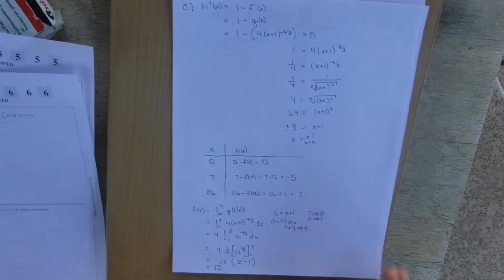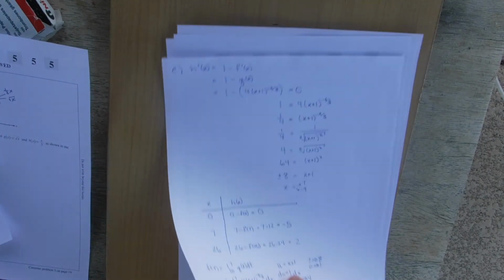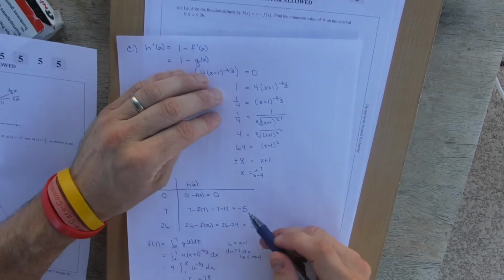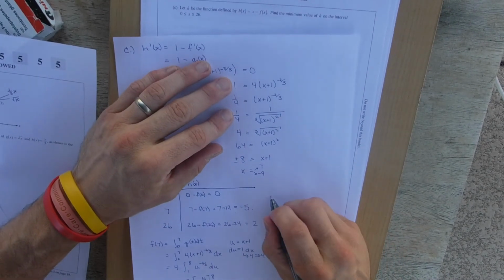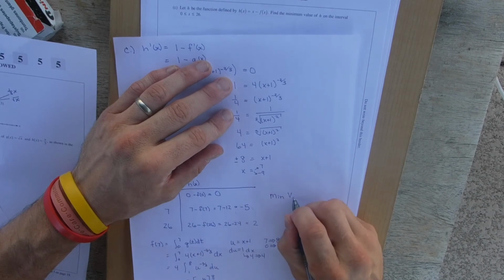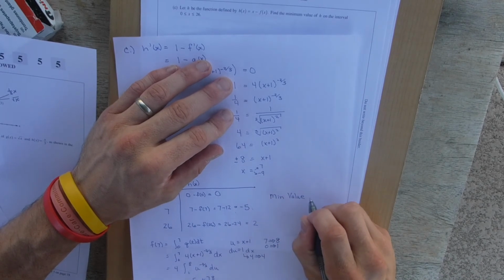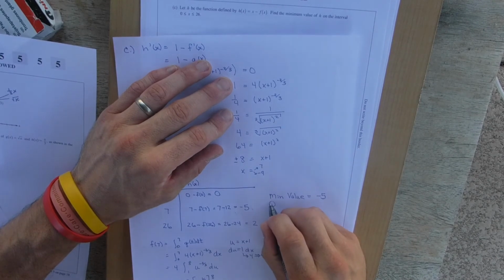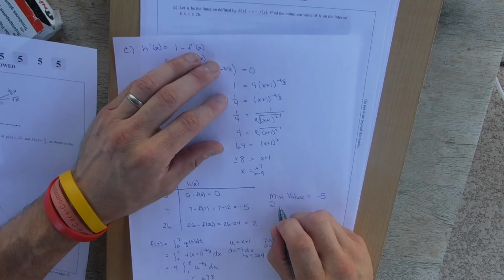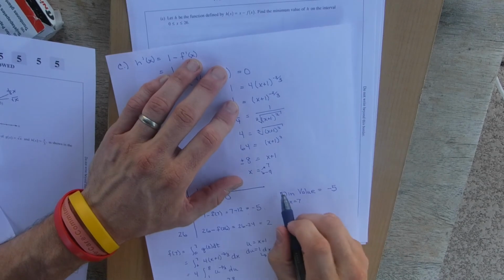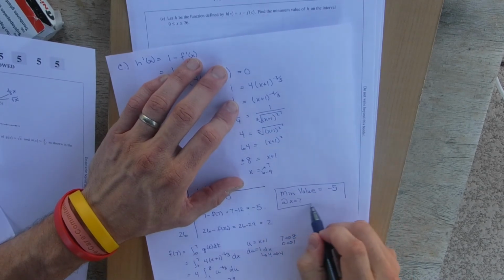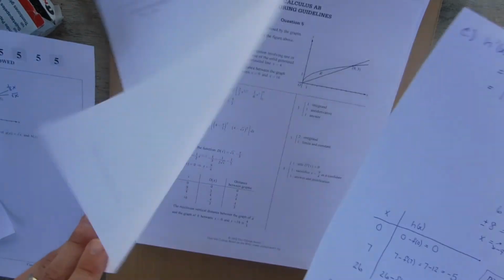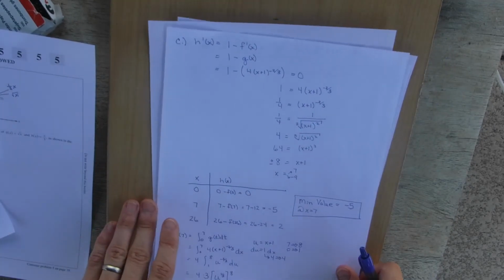So the question persists: what is the minimum value of h? The minimum value is negative 5. And it's obvious that we use the candidates test to figure that out. And that's it. That is the ball game right there.